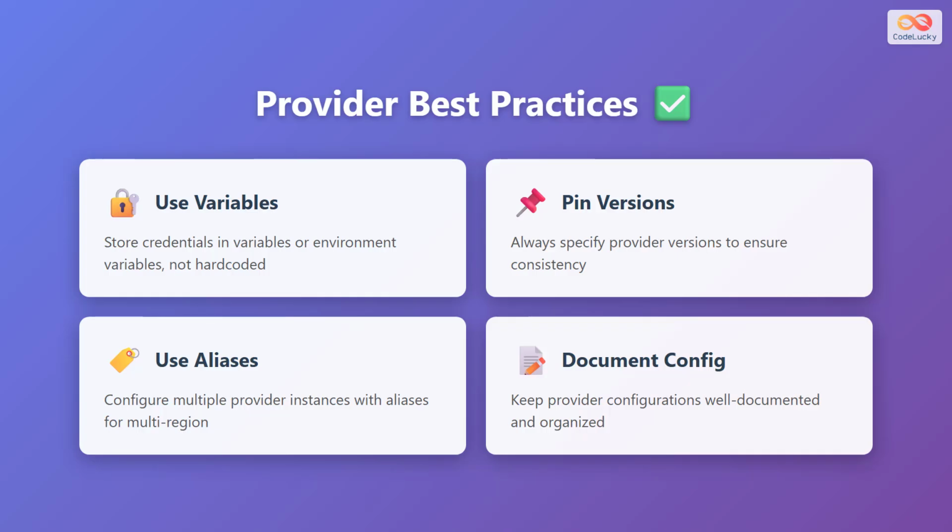Let's review some essential best practices for working with providers. First, use variables for credentials. Store sensitive information like access keys in variables or environment variables. Never hardcode them in your configuration files. Second, pin provider versions to ensure consistency across your team and environments. Third, use provider aliases when you need to manage resources in multiple regions or accounts simultaneously. Fourth, keep your provider configurations well documented so team members understand the setup and can make informed changes. Following these practices will help you build more secure, maintainable, and reliable infrastructure.